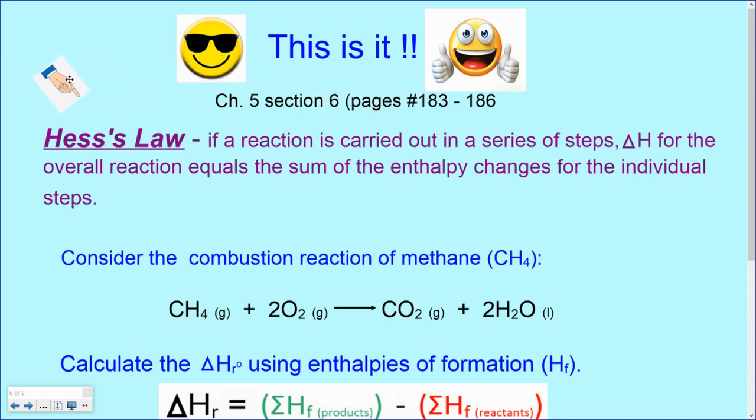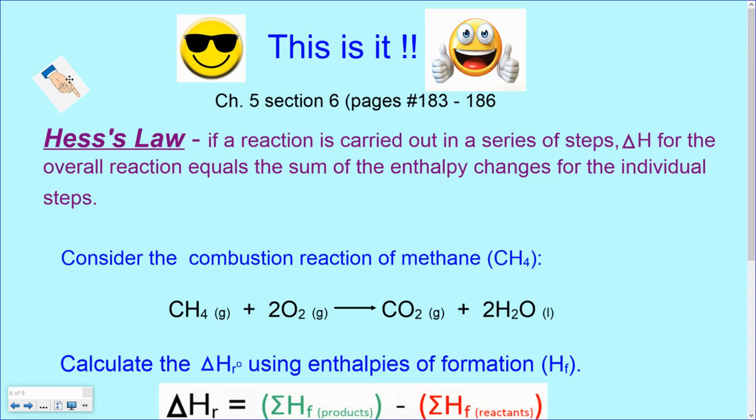So the definition of Hess's Law: if a reaction is carried out in a series of steps, the enthalpy for the overall reaction equals the sum of the enthalpy changes for the individual steps. This is not totally a new concept to us. If you think back when we did rate laws, we talked about some reactions that do not occur just in one step. We talked about how there is a series of steps called the reaction mechanism. So it's going to be a similar way of thinking when you take a look at Hess's Law.